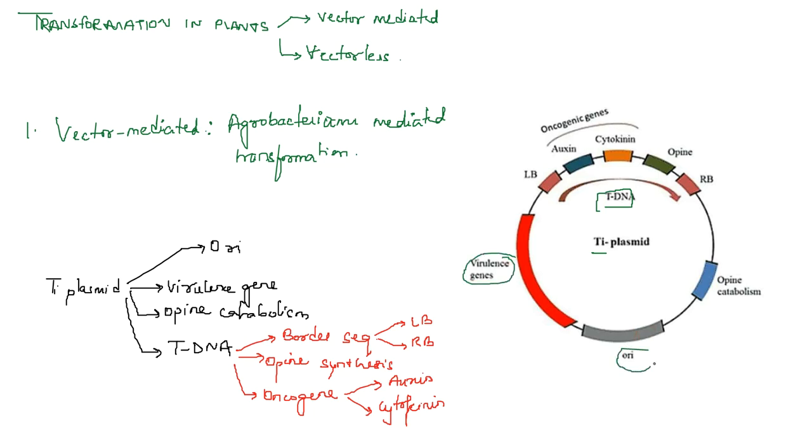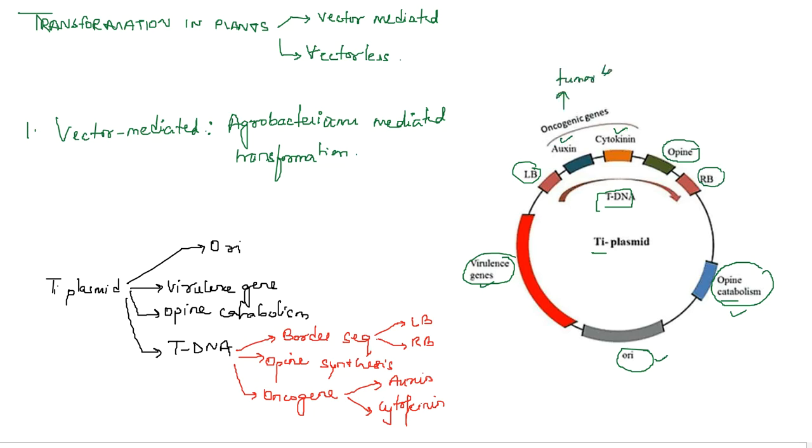These are origin of replication, opine catabolism. Please remember this opine catabolism gene is within the Ti plasmid. It is not within the tDNA, right? So opine catabolism, virulence genes, and the tDNA region. This tDNA region has the left border, the right border, and the opine synthesis gene and the oncogenes, which are auxin and cytokinin. These oncogenes are responsible for tumor formation.